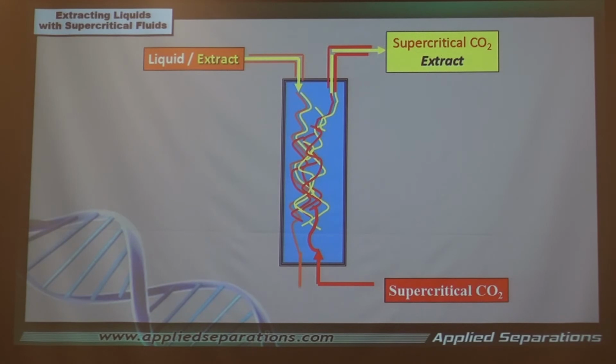And then at the bottom, we have the liquid that is free of the extract. Now, remember, we can do this over and over, so we can reflux. If we didn't get it all out here, we can introduce it back in, or we can just continually do this. So this is a continuous way of doing extractions.